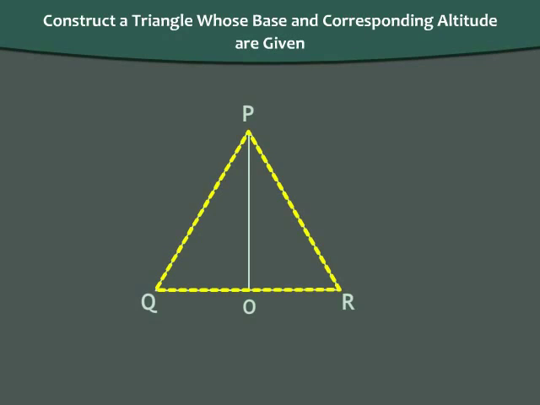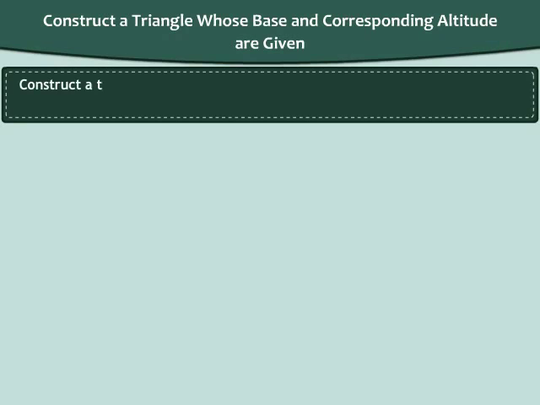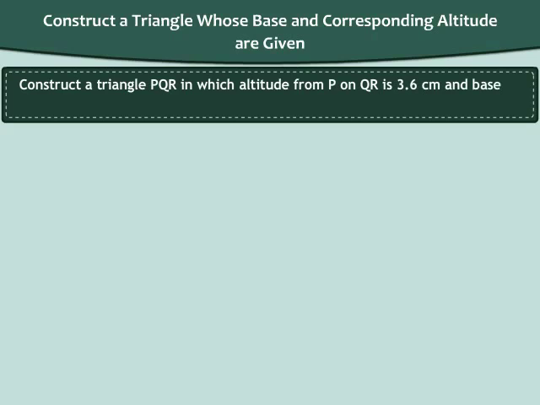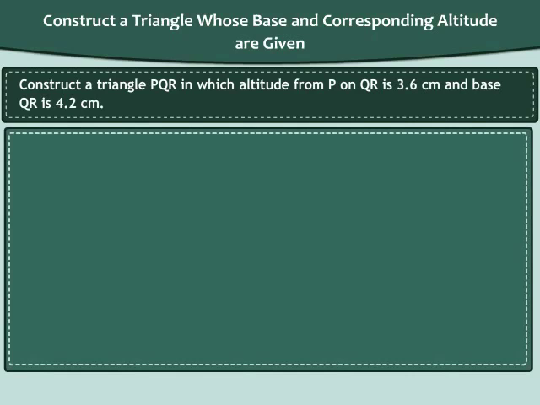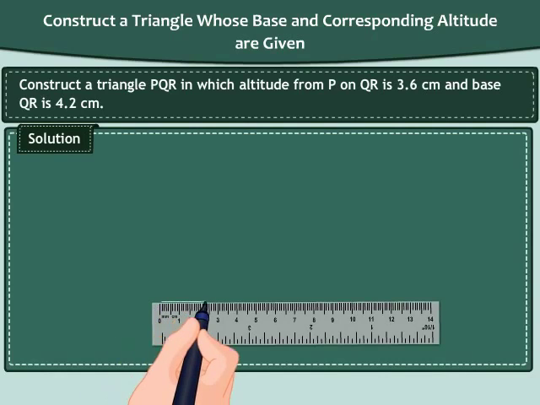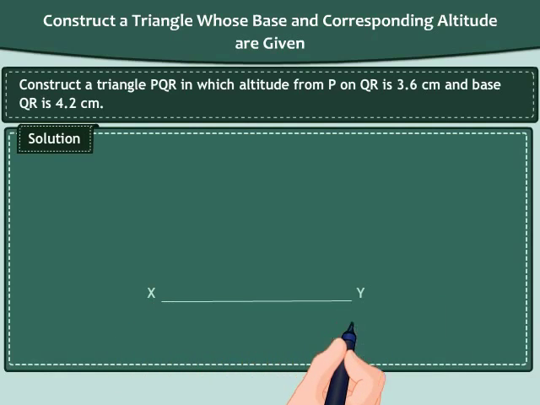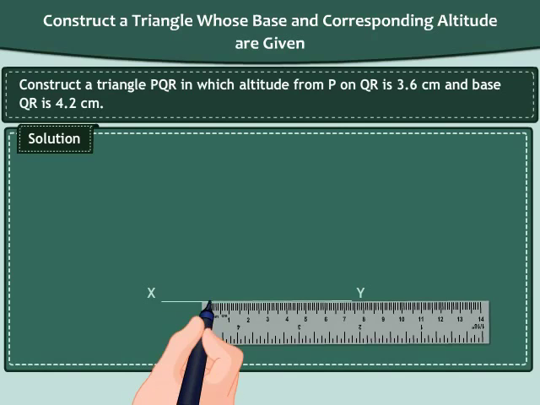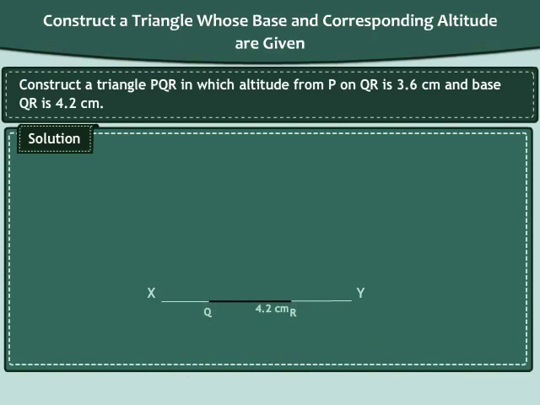Let us construct a triangle whose base and corresponding altitude are given. Construct a triangle PQR in which altitude from P on QR is 3.6 centimeters and base QR is 4.2 centimeters. Solution. Let's construct it step by step. Draw any line segment XY with help of scale and mark QR of length 4.2 centimeters on it.